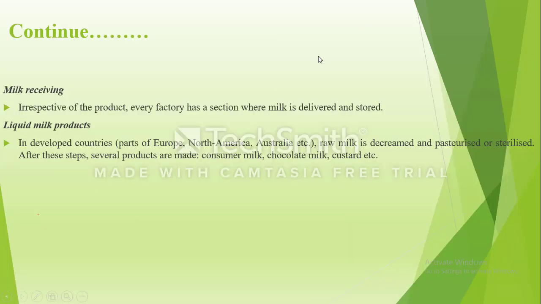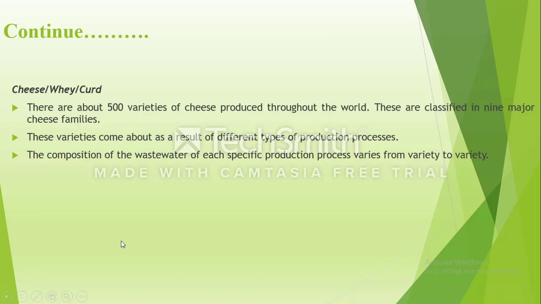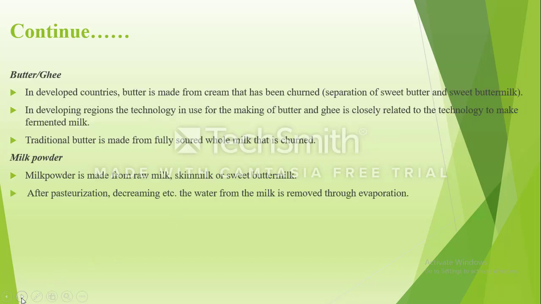In milk receiving, irrespective of the product varieties, a total of 500 varieties of cheese are produced throughout the world. These are classified into 9 major cheese families. These varieties come about as a result of different types of production processes. The composition of wastewater of each specific production process varies from variety to variety. Next one is butter, ghee.